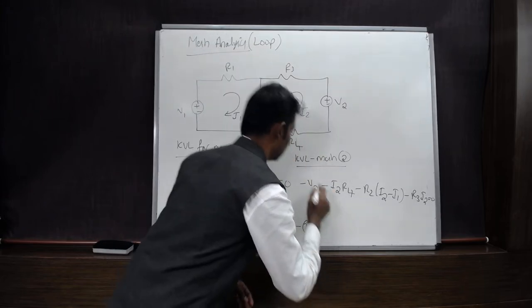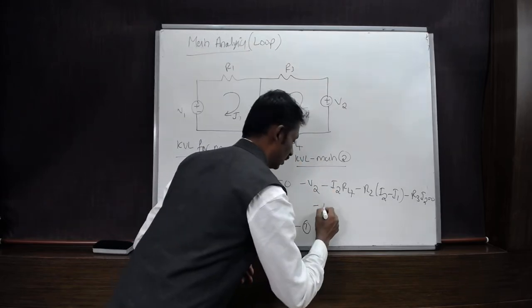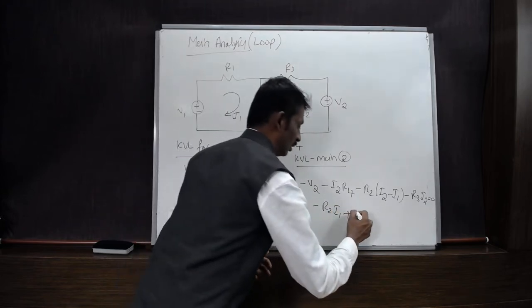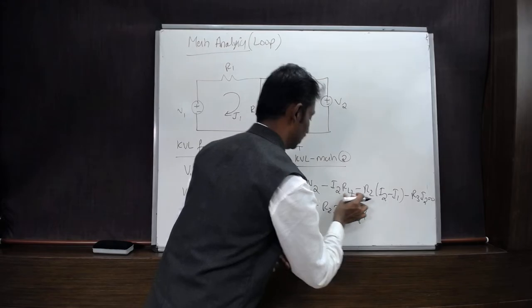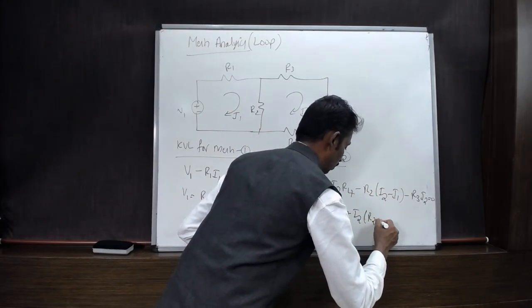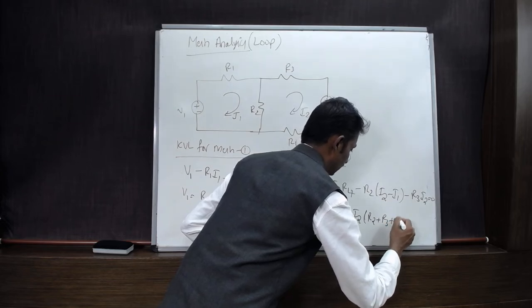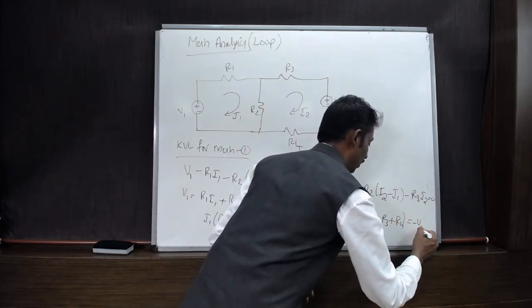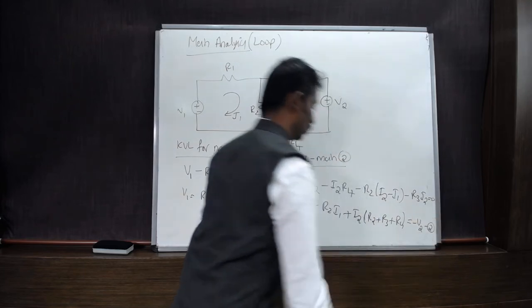If you segregate, it will become minus R2 into I1 plus I2 into, separate the terms R4, R2 and R3, so it will become R2 plus R3 plus R4, and that is equal to minus V2. You are going to call this equation number 2 here.